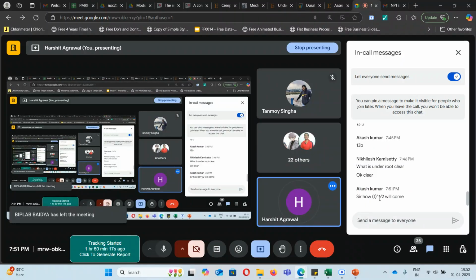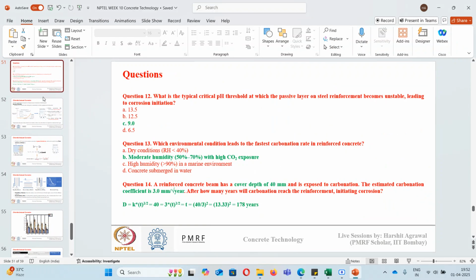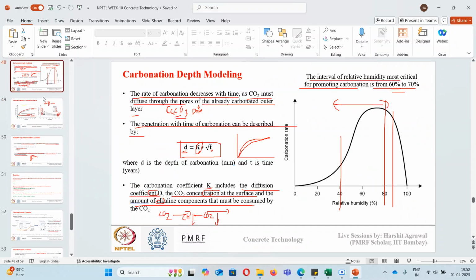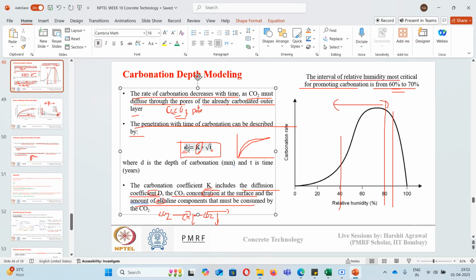Sir, how does T to the power 1 by 2 come? So this is the general equation of carbonation. This is how we represent carbonation depth: carbonation depth is represented as K under root of T. That is a basic equation which models the penetration of CO2 through concrete. It is a very basic general equation that is used.